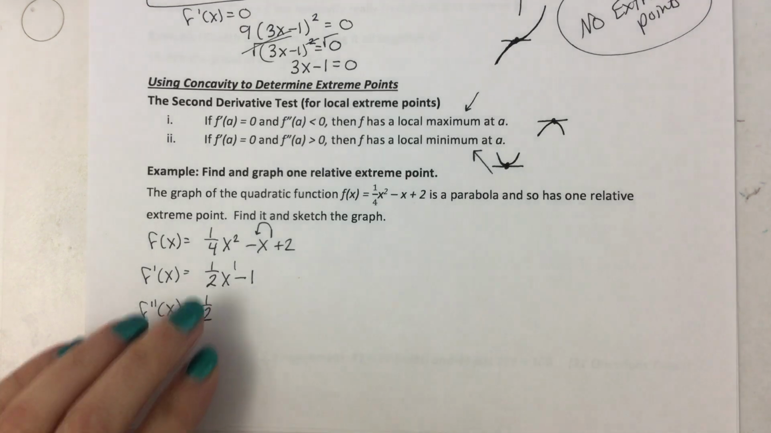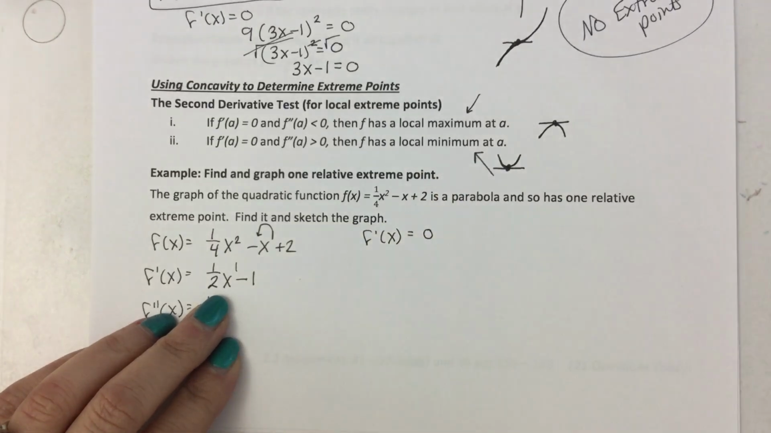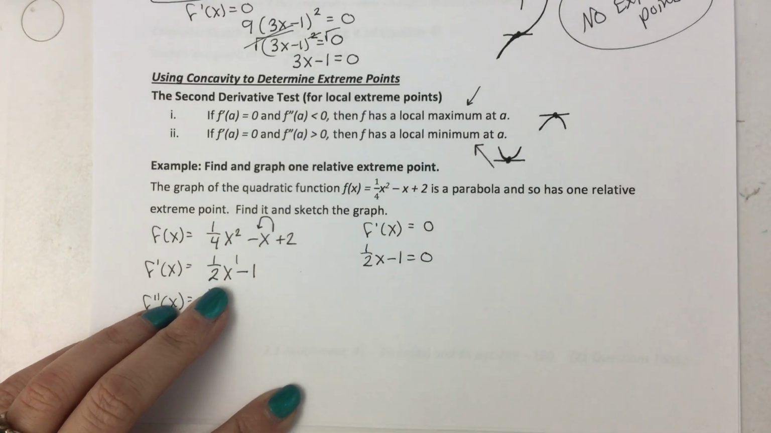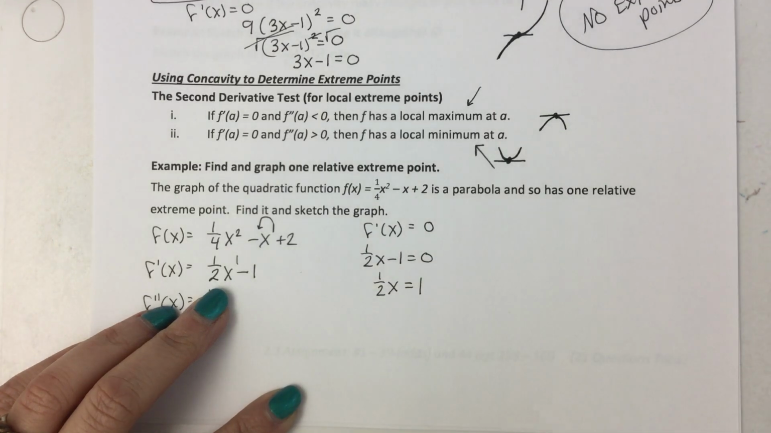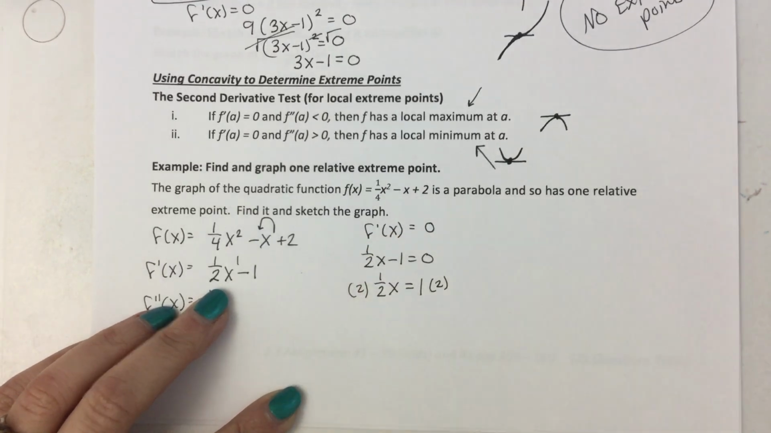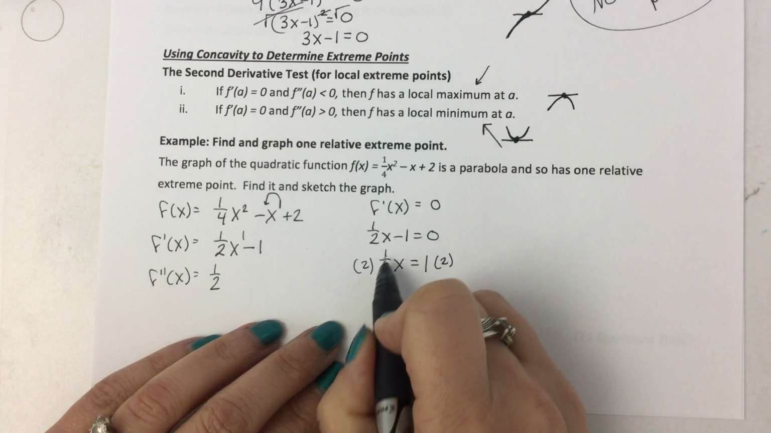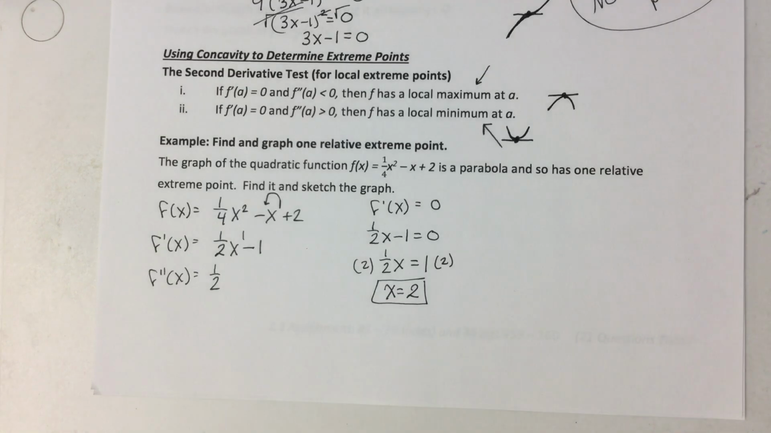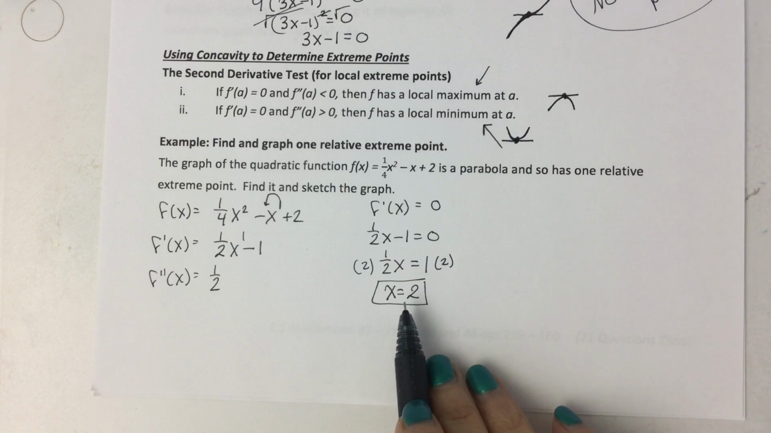Awesome. Now to find out where we might have an extreme point. First derivative equals 0: 1/2 x minus 1 equals 0. So if I add 1, 1/2 x equals 1. Then, you can't divide by a fraction, so what you have to do is multiply by the reciprocal. 1/2 of 2 gives me just 1x. 1 times 2 is 2. So we may have an extreme point, whether it be a maximum or a minimum, at x equals 2.